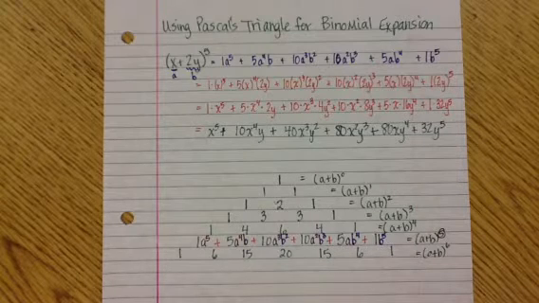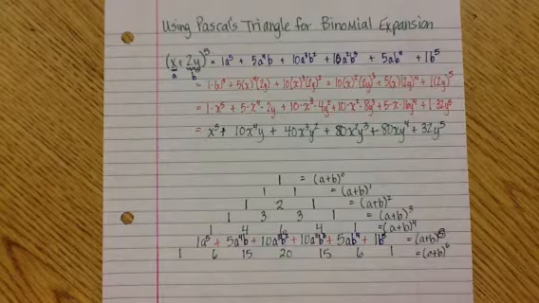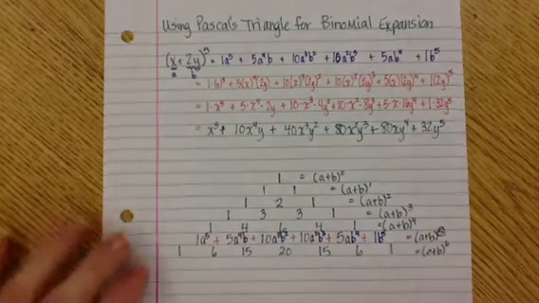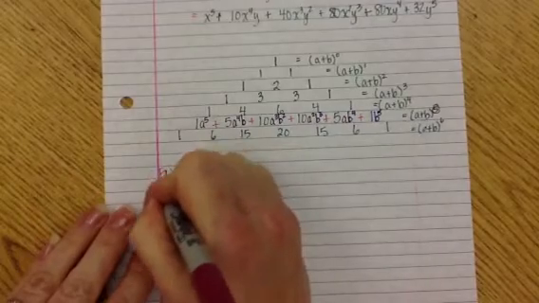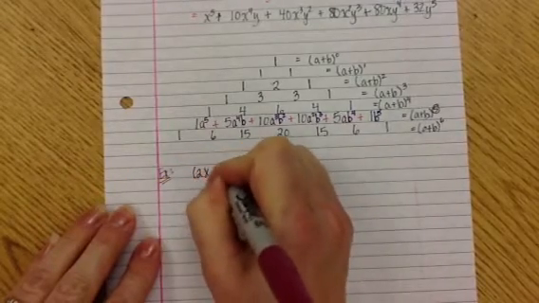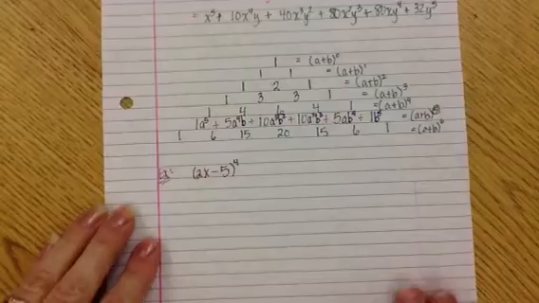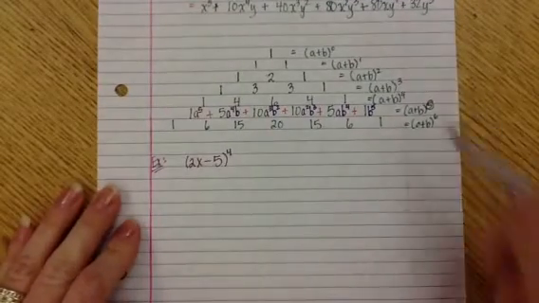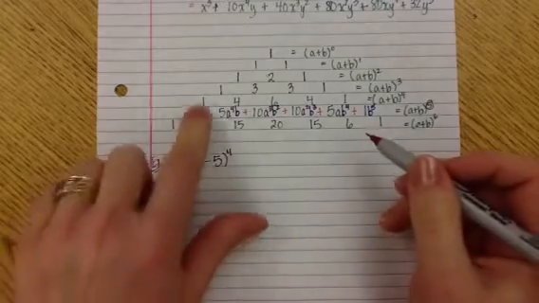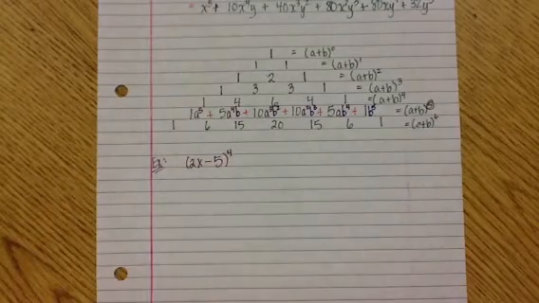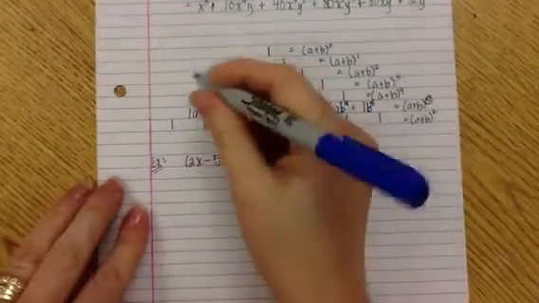It's worth doing one more problem because I do want you to see what happens when you have a negative in your expansion, in your binomial. So let's look at 2x minus 5 to the fourth power. Since we already have our triangle somewhat written out up here, I'm just going to go back up to the fourth row and fill in the variables so we can just use that.